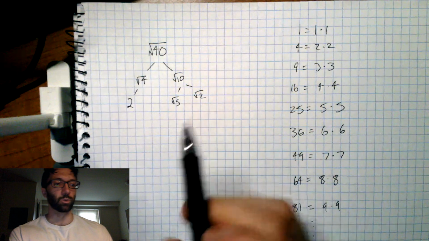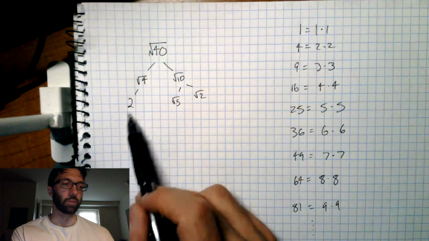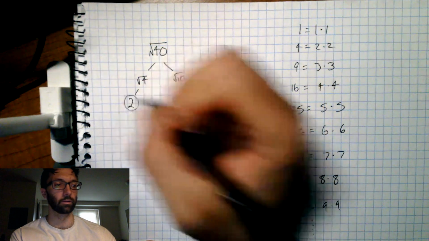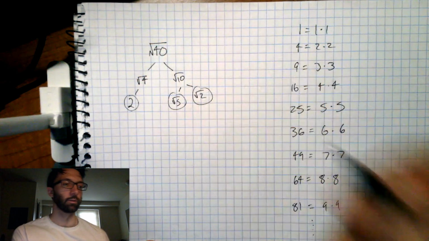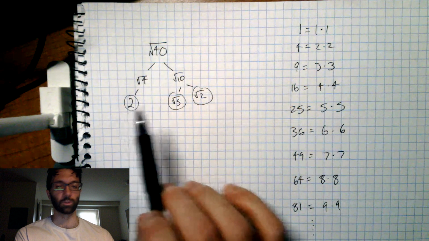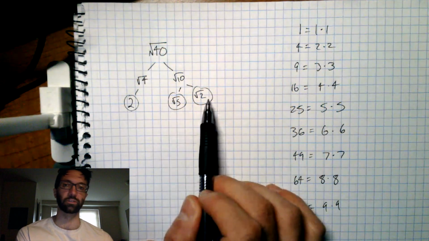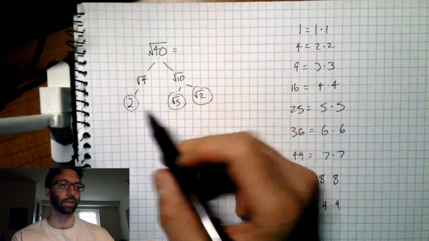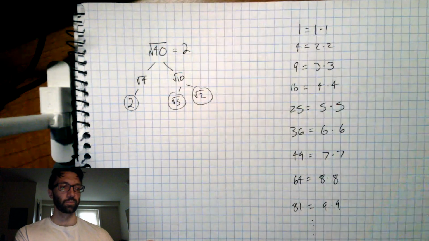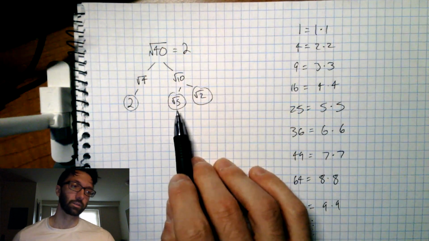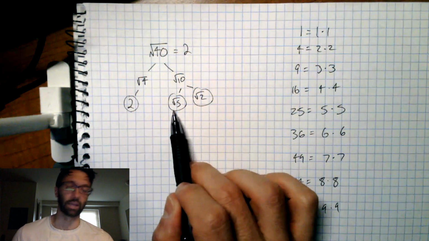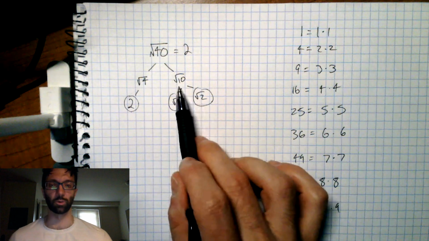And now that I've reached the end of all my branches here, I'm going to multiply the ends of these branches all together. So I'm going to have 2 times the square root of 5 times the square root of 2. So I can rewrite the square root of 40 as 2 times the square root of 5 times the square root of 2. But I know that the square root of 5 times the square root of 2 is just the square root of 10.